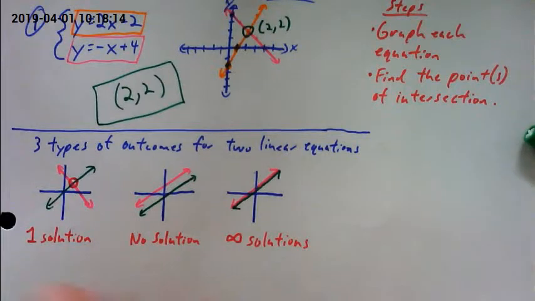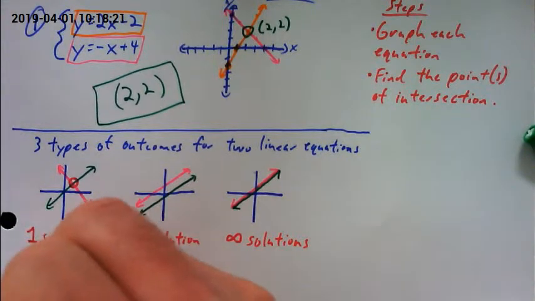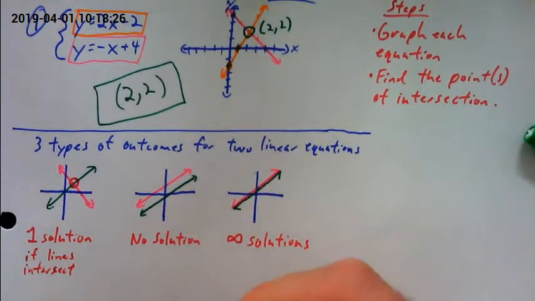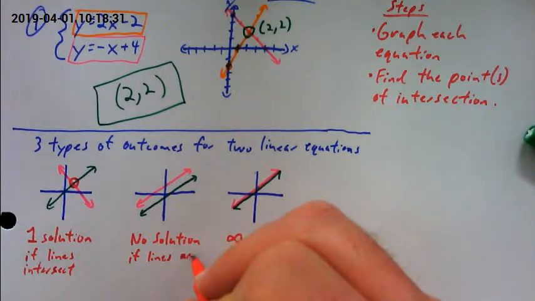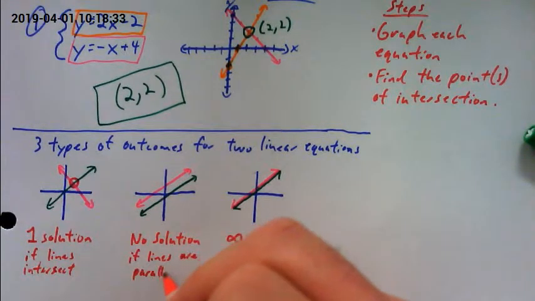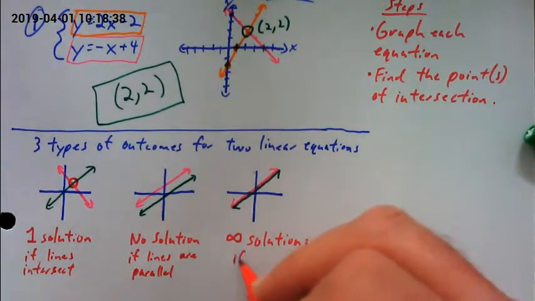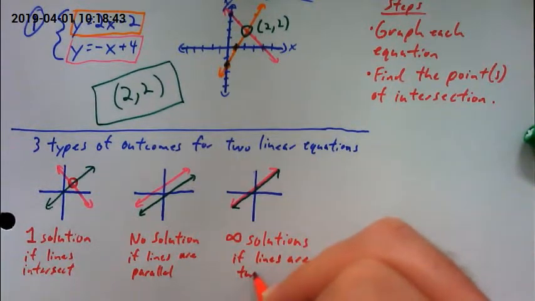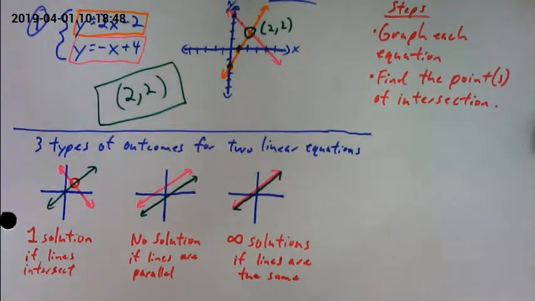So now, how do we come up with each of these? Well, the one solution is if the lines intersect. The no solutions is if our 2 lines are parallel. Infinite solutions if lines are the same.